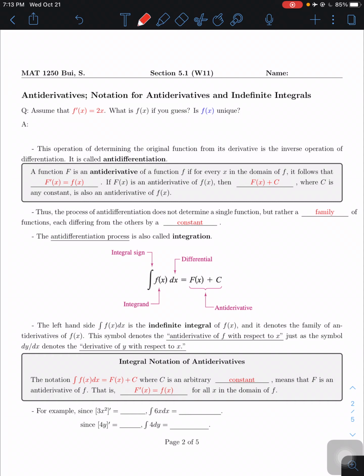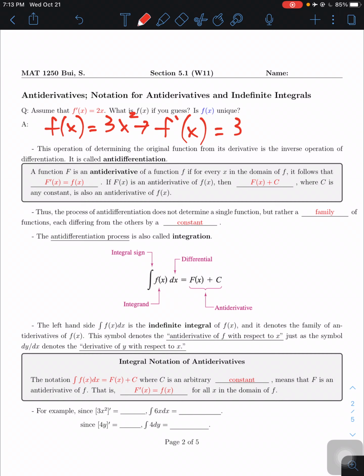My guess would be, if I were to give something like f equal to 3x, then the derivative of this is 3, right? So that doesn't match 2x. If you notice, the power is going down by 1, so to reverse that, the power has to go up by 1. So instead of x, let's try x squared.